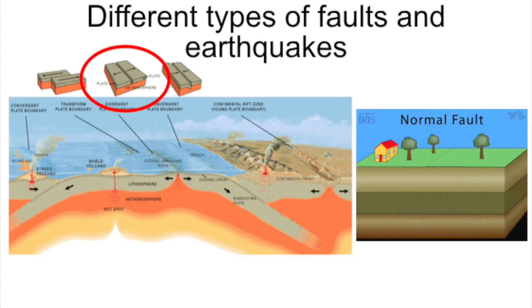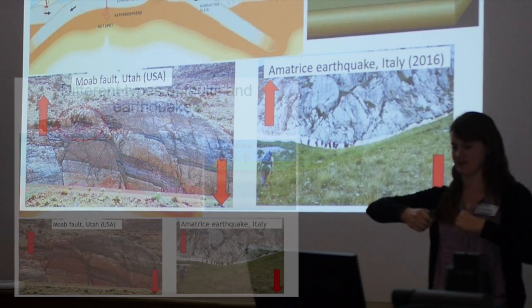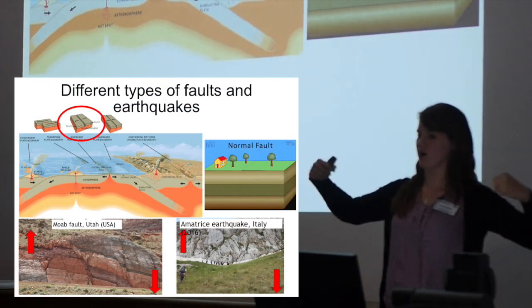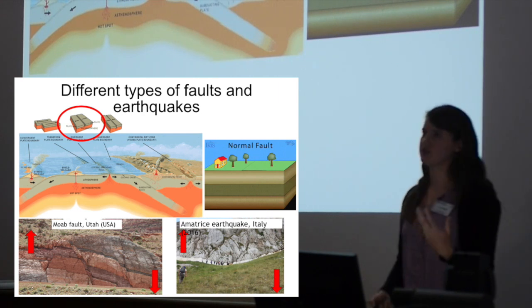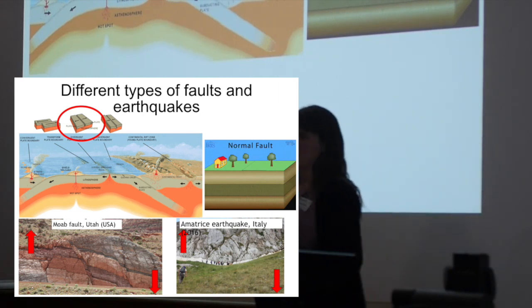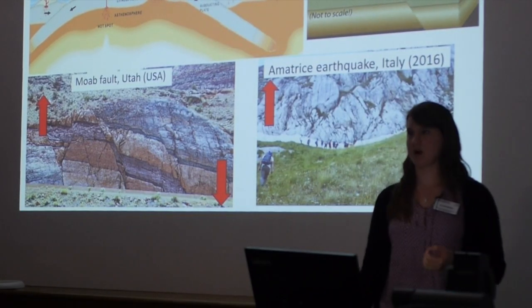The second type of earthquake that we have is a normal faulting earthquake. This is where there's extension going on, so the tectonic plates are being pulled apart. You quite often get these at oceanic spreading ridges, but we do also get these in other places as well. These are a couple of examples.